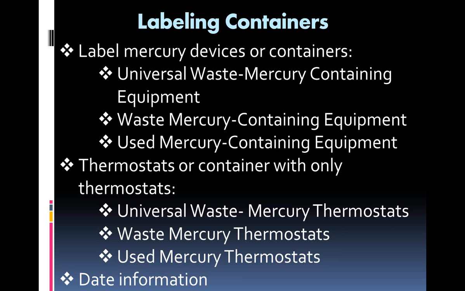So let's say you had a box with only thermostats in it. You could say universal waste mercury thermostats, waste mercury thermostats, or used mercury thermostats. So there's a little bit of leeway on how you label them, but you do want to have waste, used, or universal waste, and then what's in it labeled right on the box or on the equipment. The other thing that you need to do is keep information about the date that it was received.